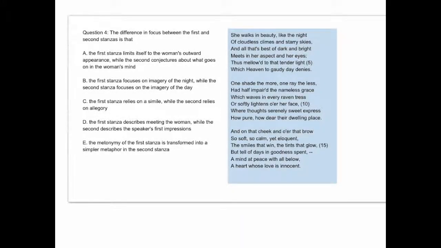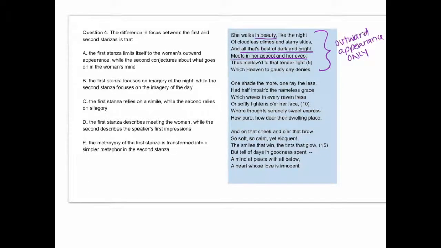Question 4. The difference in focus between the first and second stanzas is that what? And this question is really just asking you to read carefully. Our first answer is A. The first stanza limits itself to the woman's outward appearance, while the second conjectures about what goes on in the woman's mind. So here in the first stanza, we get that she's beautiful, that all that's best of dark and light meet in her aspect, which is her appearance, and her eyes. So the first stanza does limit itself to her outward appearance.